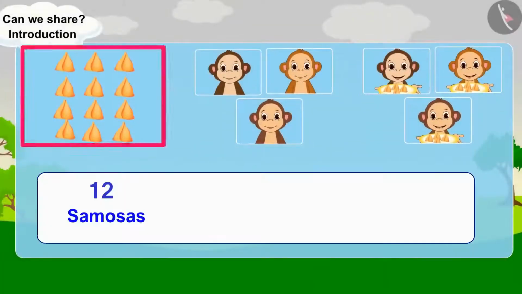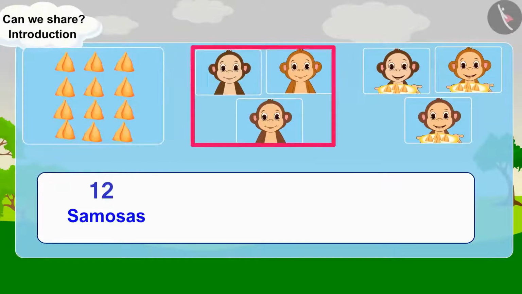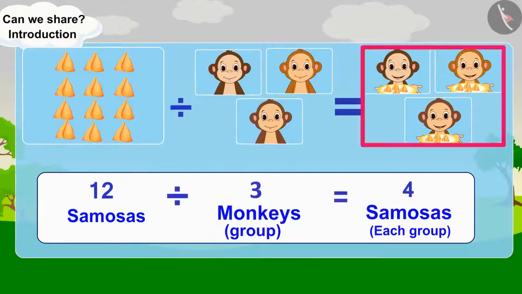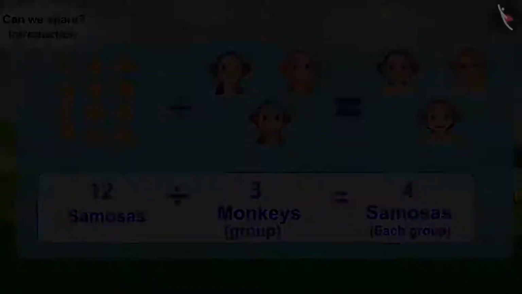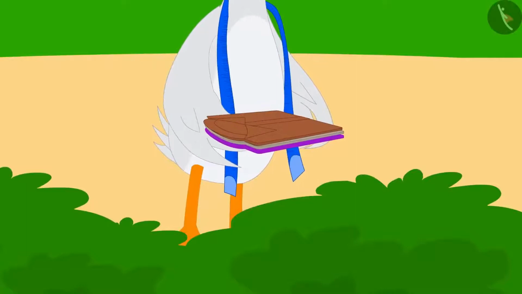There are 12 samosas here. Divide them into 3 equal groups. So, there will be 4 samosas in each group. What does Badbole tailor have in his hand?